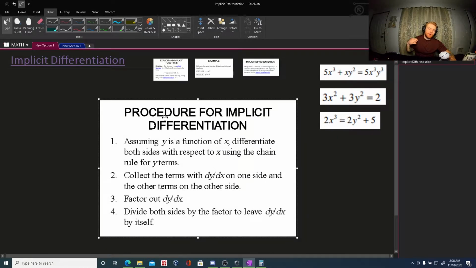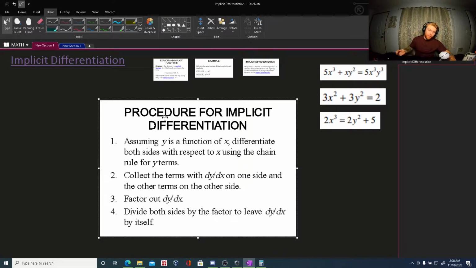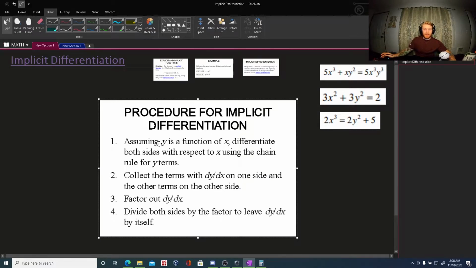So this right here is just a layout of the procedural format. Just look over it. I'm going to go over it in my own little style. I'm not going to follow these super strictly, but I figured it'd be nice to have these slides in here. Basically, number one, you differentiate the same way you normally would. Number two, you collect the terms with dy dx, the derivative of y with respect to x, on one side and the other terms on the other side.